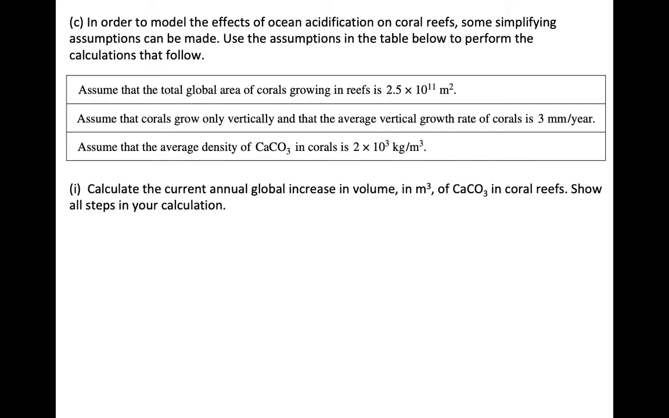And last, assume that the average density of CaCO3 in corals is 2 times 10 to the third power kilograms per cubic meter. And this is why we're focusing on this particular problem where we are right now in our math lessons, because we're talking about density. So how much mass is in each unit of volume. All right, so Part 1 of Part C. Calculate the current global increase in volume in meters cubed of CaCO3 in coral reefs. Show all of your steps in your calculation.